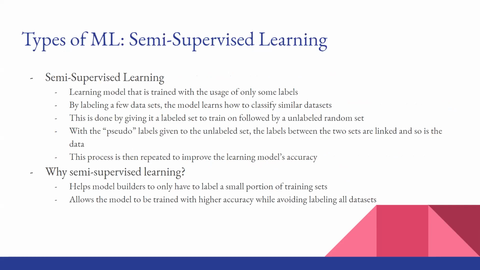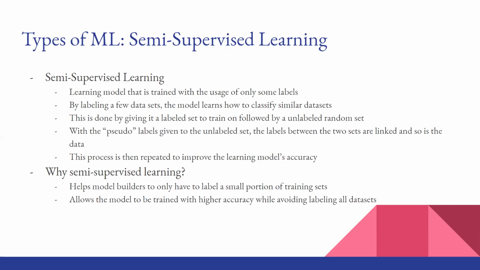Now, working into semi-supervised learning. Semi-supervised learning is a learning model that's trained with the usage of only some labels. Labeling all your data takes a large amount of time and a large amount of space. By only labeling a few data sets, though, the model learns how to classify similar data sets. Pretty much, it's similar to supervised learning in the sense that it's extrapolating how similar these groups are and then categorizes them correctly. This is typically used with documents or any type of categorization or classification.